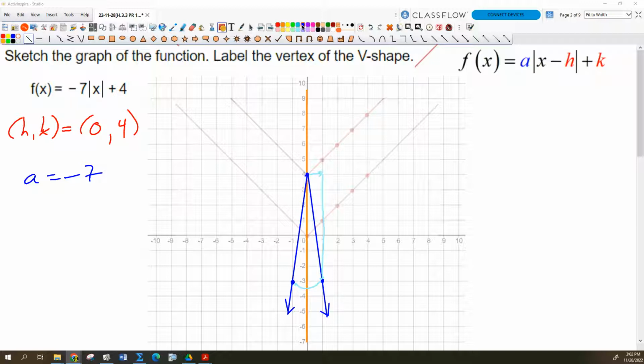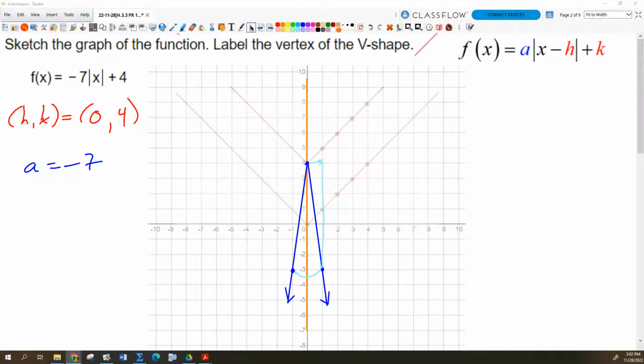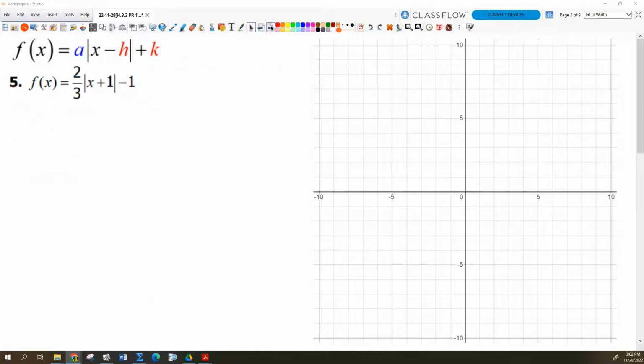Okay, 1 to 5. No sweat, right? No big deal. Okay, how about this one? Little trickier. What are the coordinates of the vertex, first of all?